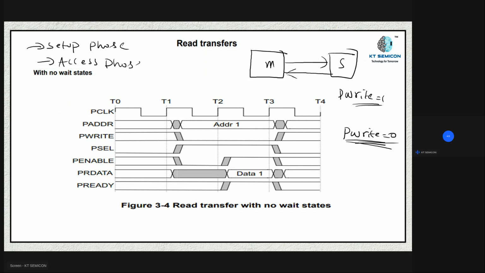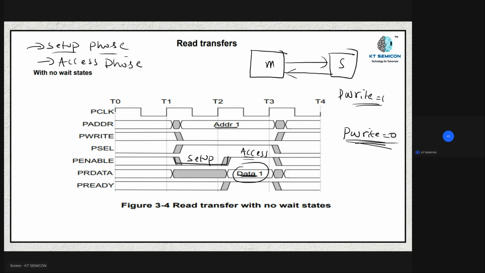Now, in the setup phase, you are basically setting up things: you provide the address, the PWRITE signal, the PSELECT signal and the PENABLE signal, but your PENABLE signal is equal to 0 in the setup phase. In the access phase, you can actually read the data from the slave. Whenever your PENABLE is made 1, in the access phase, you can read the data from the slave. That is nothing but my read operation.